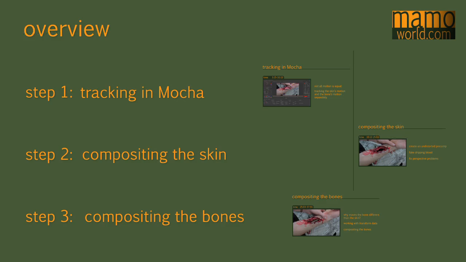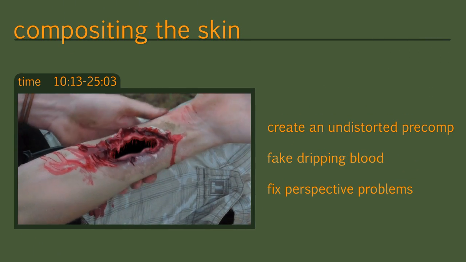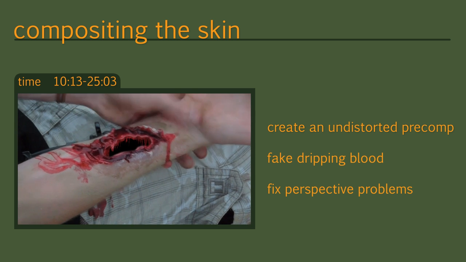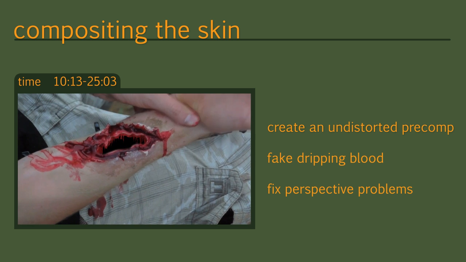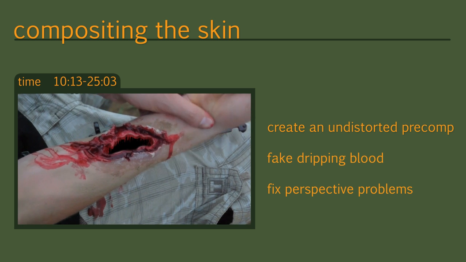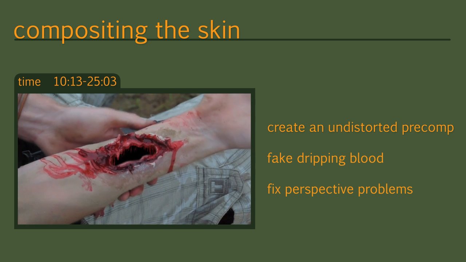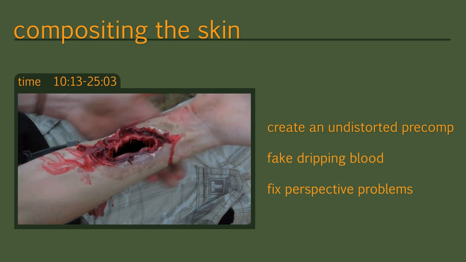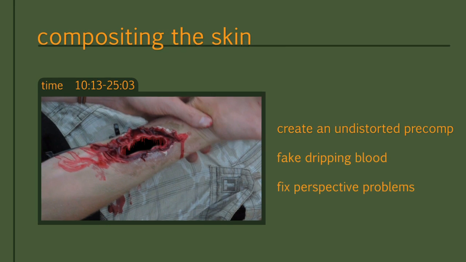and this is what we are going to do in step 2. So for this we are going to create an undistorted pre-comp, and this is a feature that was earlier available in MochaImport only in combination with the Red Giant Warp plugin, but now it is also possible without it, and I show how to do this here. And then I'm going to show you how to fake some dripping blood into this undistorted pre-comp. During this process we will also note some perspective problems, and I show you a nice way to fix it.